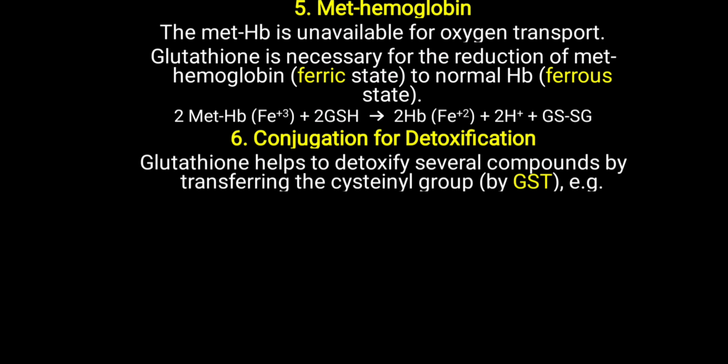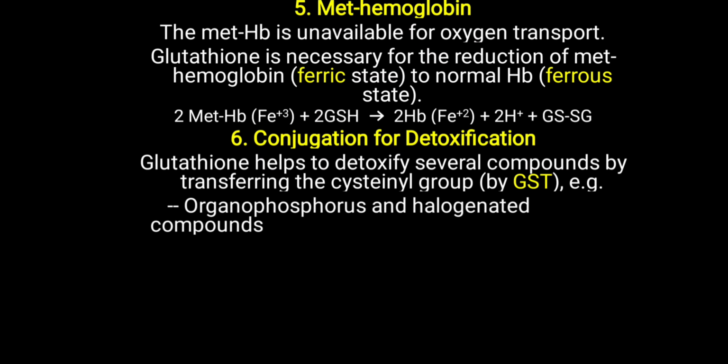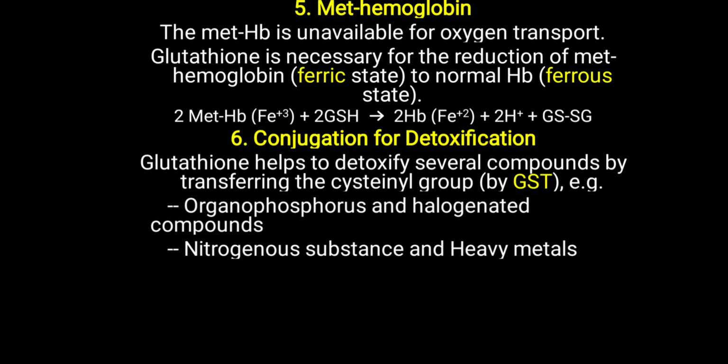Glutathione S transferase, the short form of which is GST, helps to detoxify various exogenous substances like OP poisoning, meaning organophosphorus compounds, or halogenated compounds. Apart from that, nitrogenous substances and heavy metals are also detoxified with the help of this conjugation process with glutathione. Here, simply, the cysteine group is transferred with the help of the GST enzyme. GST also has 6 different isoenzymes, which we will look at separately, but at present you have to remember that glutathione is basically utilized for the conjugation process for detoxification purposes.